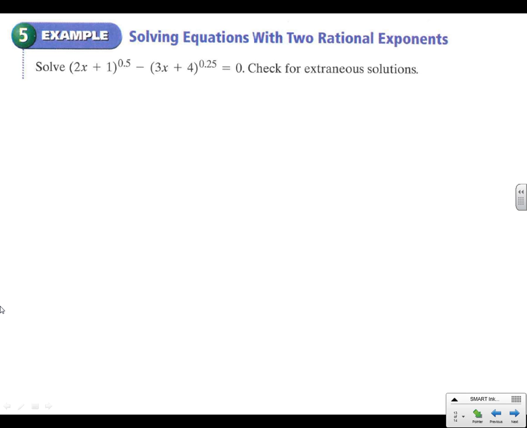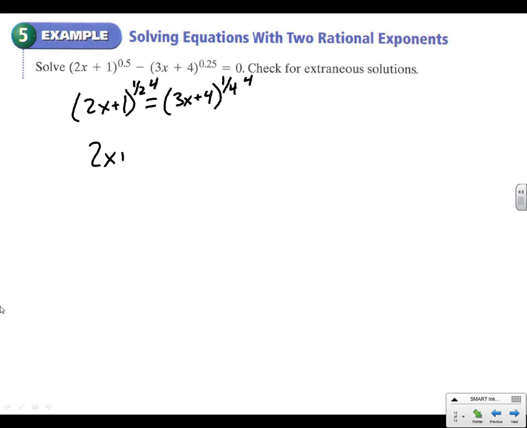And last one here, we're going to do the same thing, checking for extraneous solutions if we have to. So we're going to add the second term, and I'm going to write this as a 1/2, just easier to see, equals 3x plus 4 to the 1/4. Okay? So on that one, how are we going to get rid of the fractions here? Let's multiply them all by the power of 4. That's going to cancel them out.